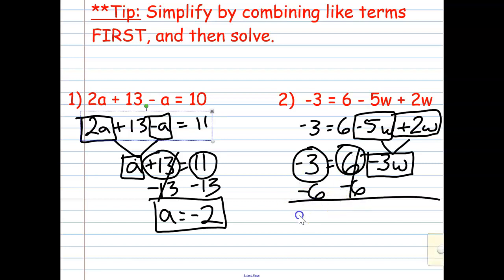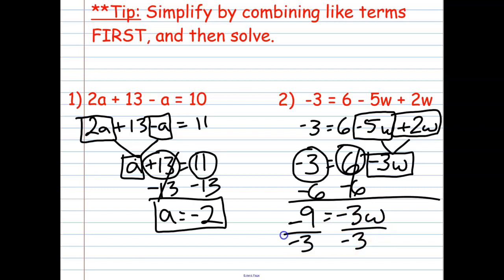When I sum it up, I get negative plus negative, you add. So I get negative 9 over there. I get negative 3w over here. And I'm trying to get w by itself. And the opposite of multiplying by negative 3 is dividing by negative 3. And again, opposite operation of division, not opposite sign. All right, that cancels out. I'm left with w on this side. And on this side, I'm left with a positive 3.